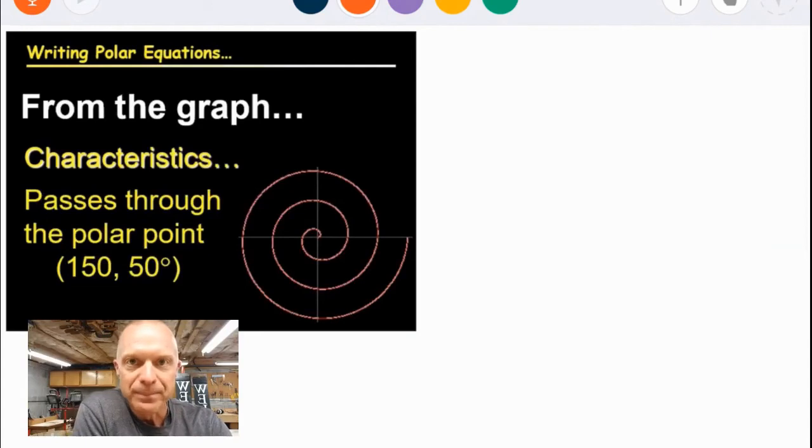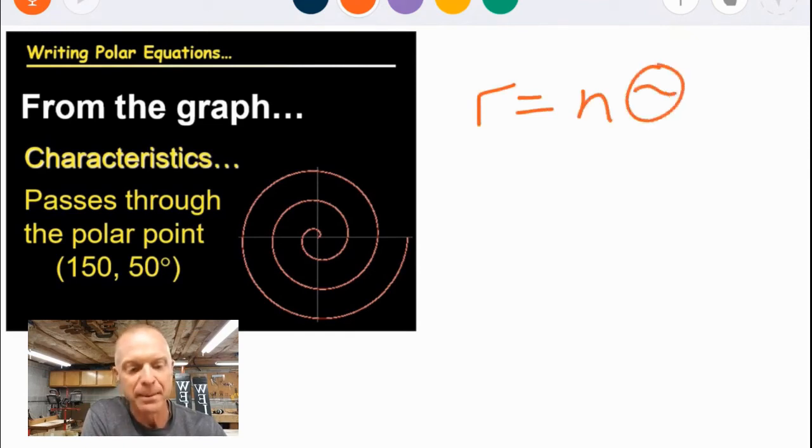One more. How about trying to write an equation for this graph? This graph kind of looks like a polar spiral. It actually looks like a spiral of Archimedes. We want to make sure that we call it a spiral of Archimedes since there are actually other kinds of spirals. What's the equation for a spiral? Yeah, it's just n theta. Now be careful, because n theta is not a circle.